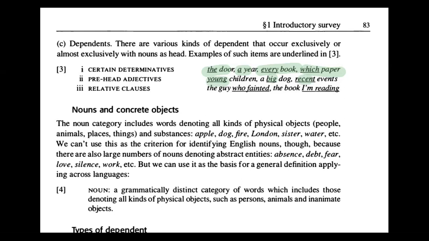The third function of the dependents is the relative clause, like the guy who fainted. Fainted means he lost consciousness. The book I'm reading. Pay attention in this sentence: it should be the book that I am reading, but that here is dropped, because it's optional. Is it clear so far? Okay, let's move on.